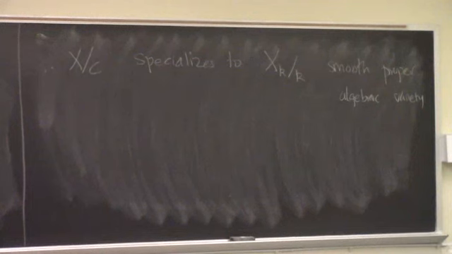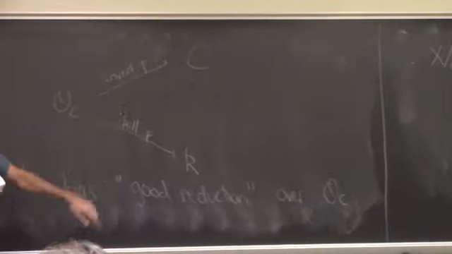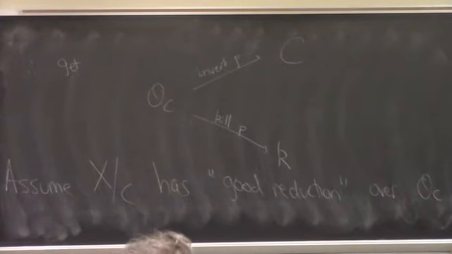Are you defining X over OC first? Well, I'm trying to suppress that by saying I'm assuming that it has good reduction. So what I really should say is that there's a smooth and proper scheme over OC whose generic fiber is X and special fiber is XK. Yeah, thanks.